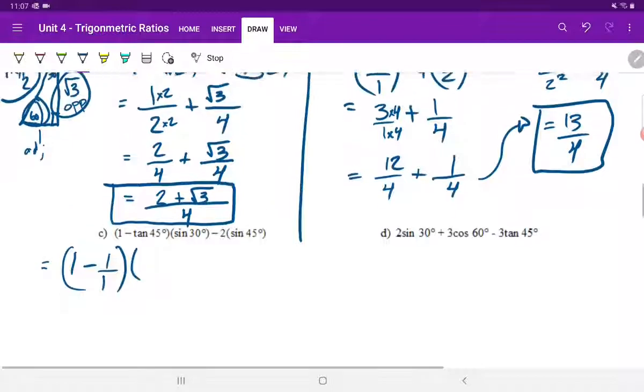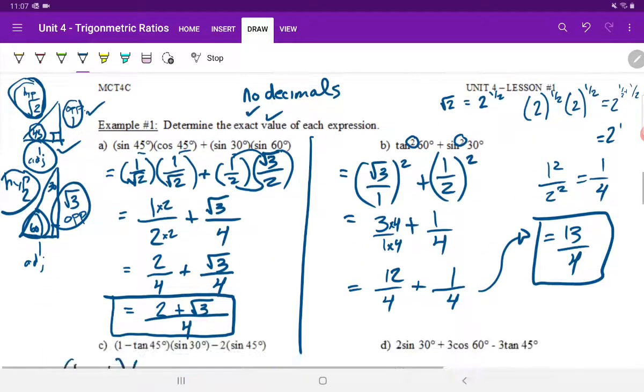But let's find the sine of 30. So go to our 30-degree angle. And it's opposite over hypotenuse for sine. So opposite 1 over hypotenuse 2.